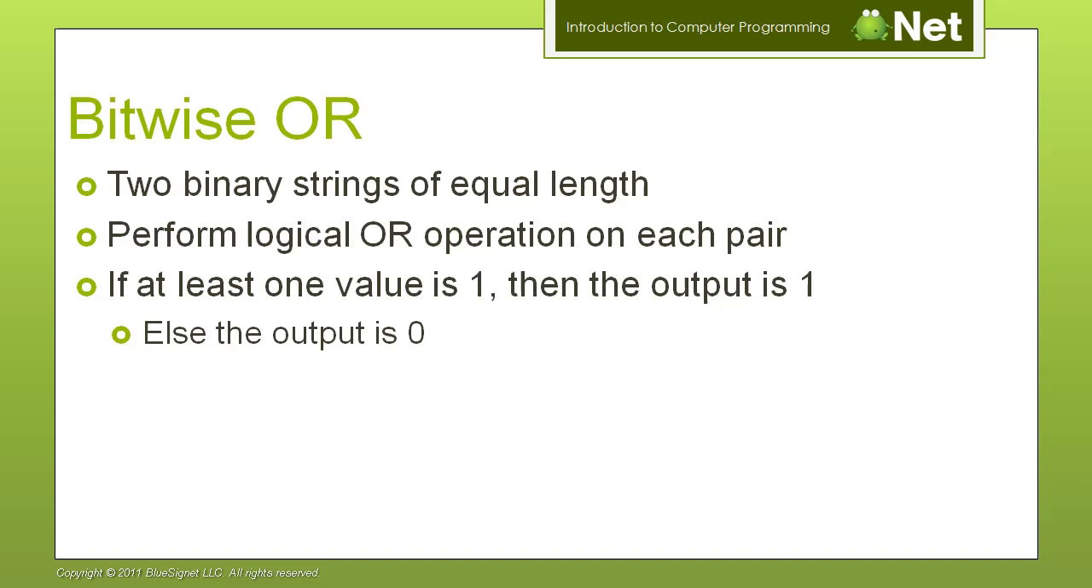Now we'll look at the bitwise OR operation. Similar to the AND operation, we have two binary strings of equal length, and we can perform a logical OR operation on each pair. With the OR statement, if at least one value is 1, or if at least one value is true, then the output will be true. Otherwise, the output will be false or 0.